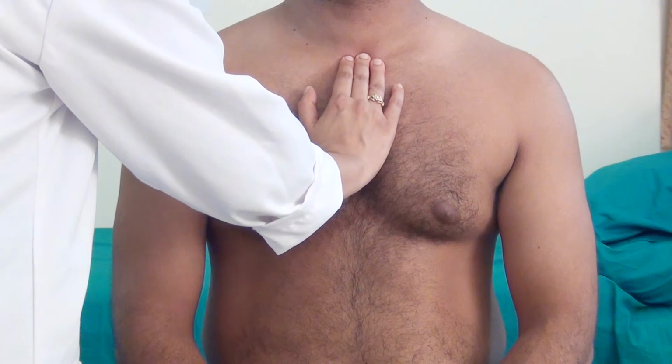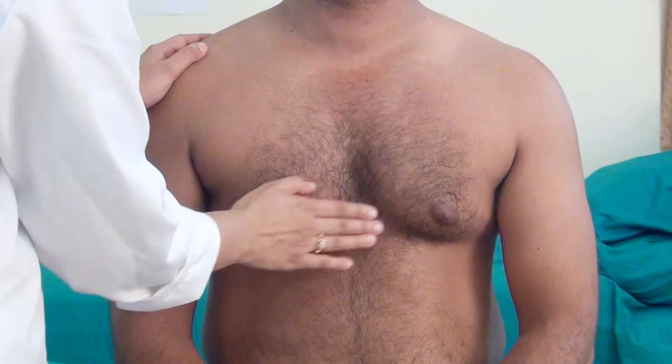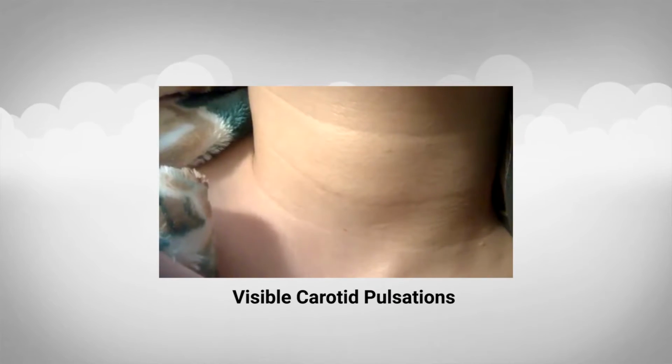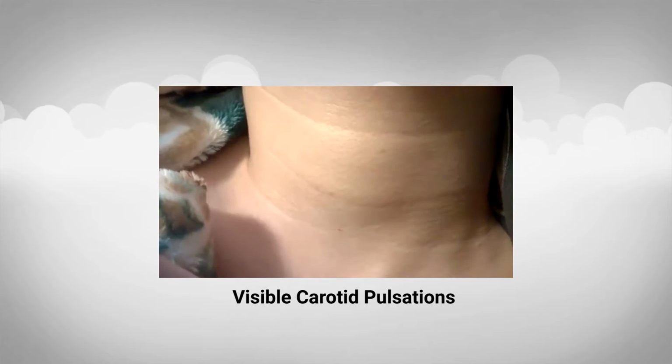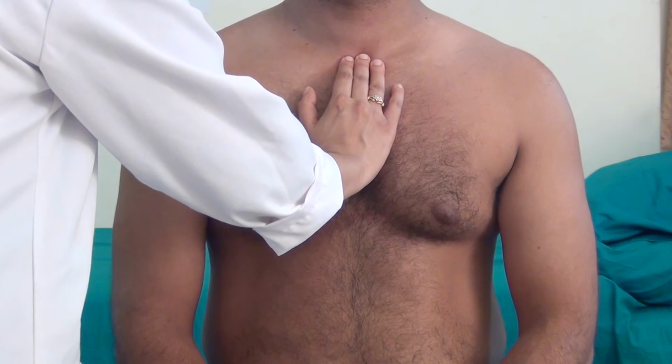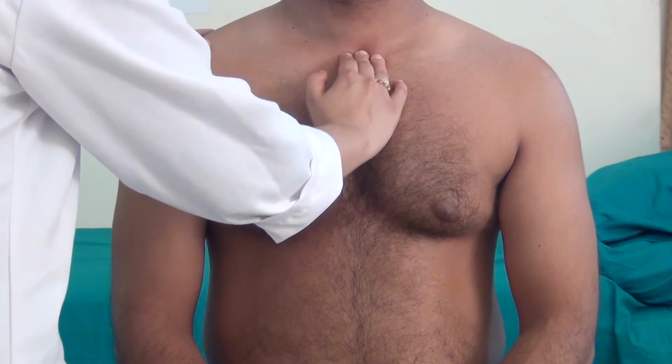A pulsation in the suprasternal notch indicates aneurysm of the arch of aorta. Visible carotid pulsations may be observed in thyrotoxicosis, hypertension, aortic regurgitation, aneurysm of aorta, or in anxious patients.